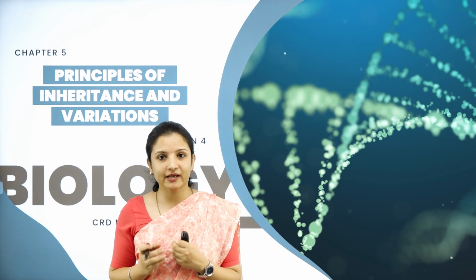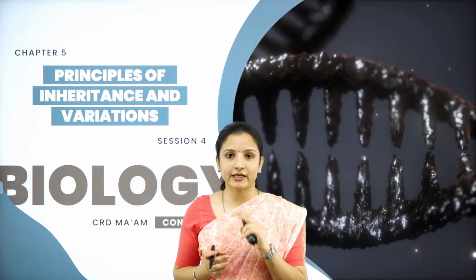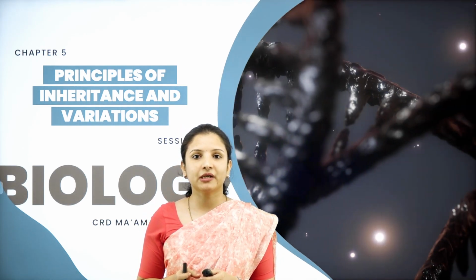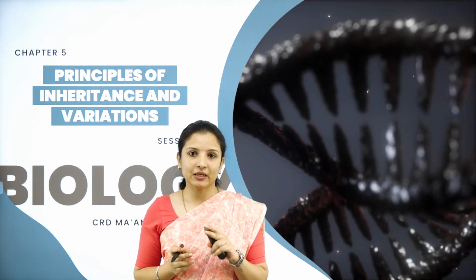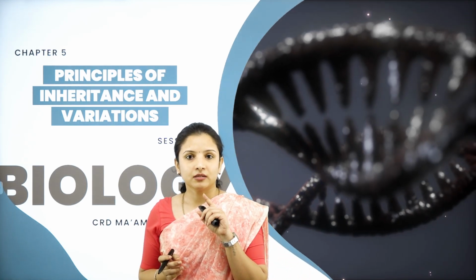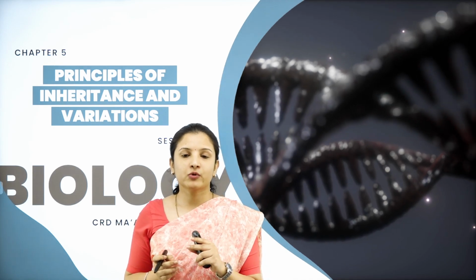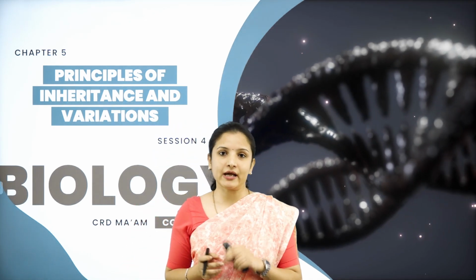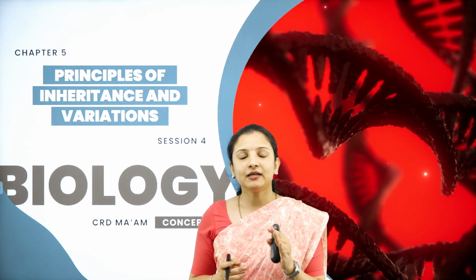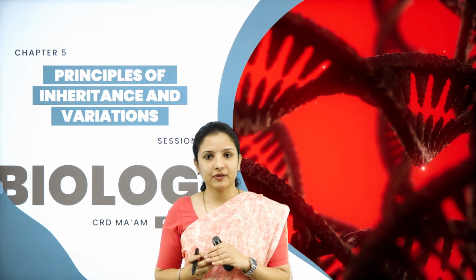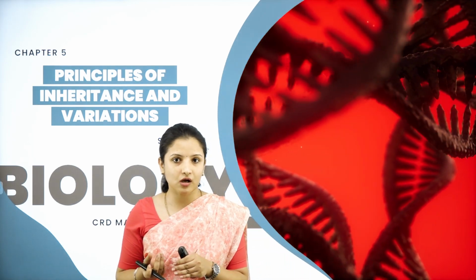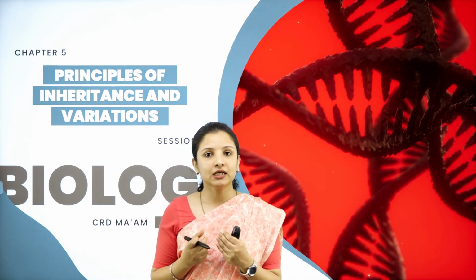But when it comes to a dihybrid cross, two characters are considered. So what did Mendel do to do this experiment? He selected two pea plants wherein one parental pea plant produced round seeds which are yellow in color. So there are two characters here: the color of the seed and the shape of the seed. And the other parental plant which he chose produced seeds which were wrinkled, that is, not round, and green in color.